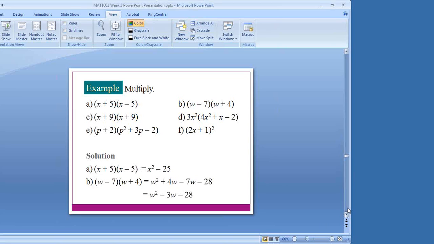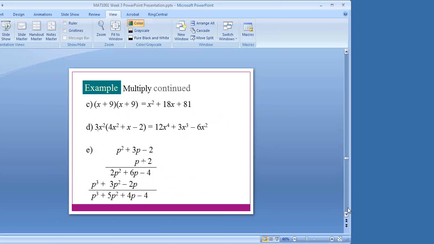Which ones can we use FOIL with? I can use FOIL for A, B, C, and F. Remember F, that's (2x + 1)(2x + 1). I can't use FOIL for D, but I can still work it. I would just distribute that 3x² times everything. And on E, I can't use FOIL, but I would multiply P through by everything inside the second set of parentheses, and then I would multiply 2 through by everything inside the second set of parentheses. And then I'd combine like terms. So even if we can't use FOIL, we can still do it.